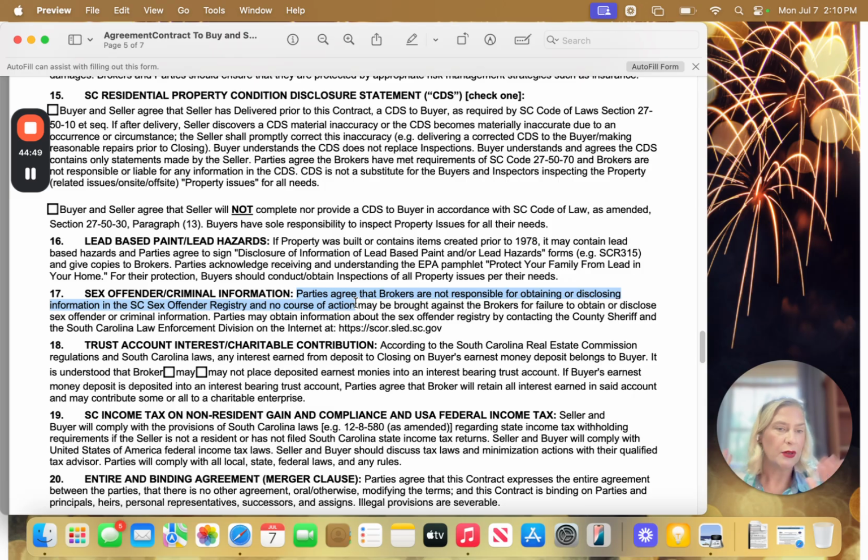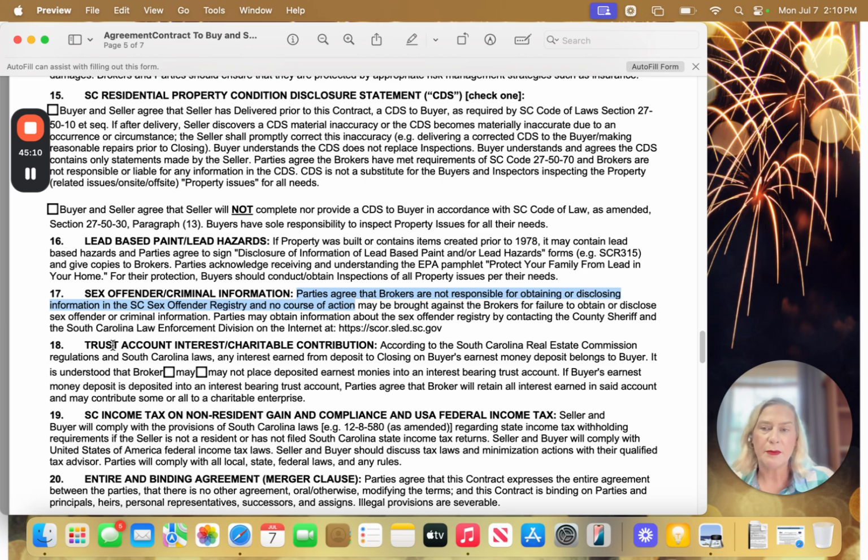We have nothing to do with it. We're not going to tell you one way or the other. We have nothing to do with Megan's Law. That is something that the buyers need to make sure they research prior to submitting an offer and or during their due diligence time frame if that is a big deal for them. I mean, it's a big deal for all of us, but just saying. We do not disclose that information and we're not responsible to do that either.